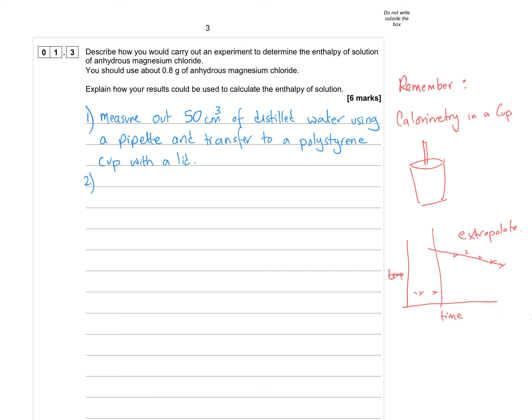So the next step is going to be to put a thermometer through a hole in the lid in the top of the polystyrene cup, and to take regular readings from the thermometer of what the temperature is for a few minutes before we actually add any solid to the water.